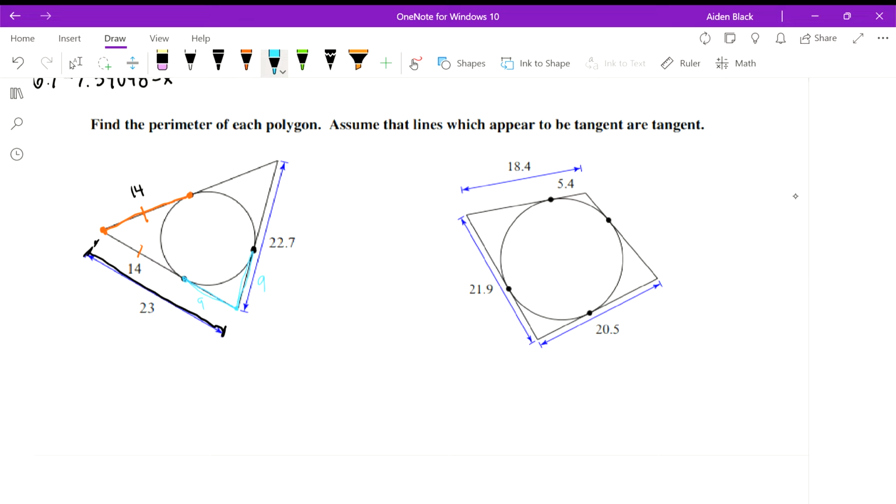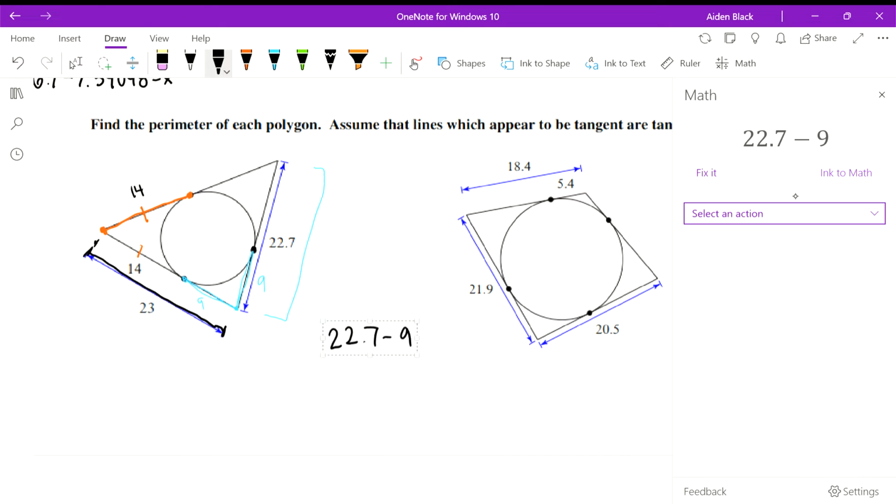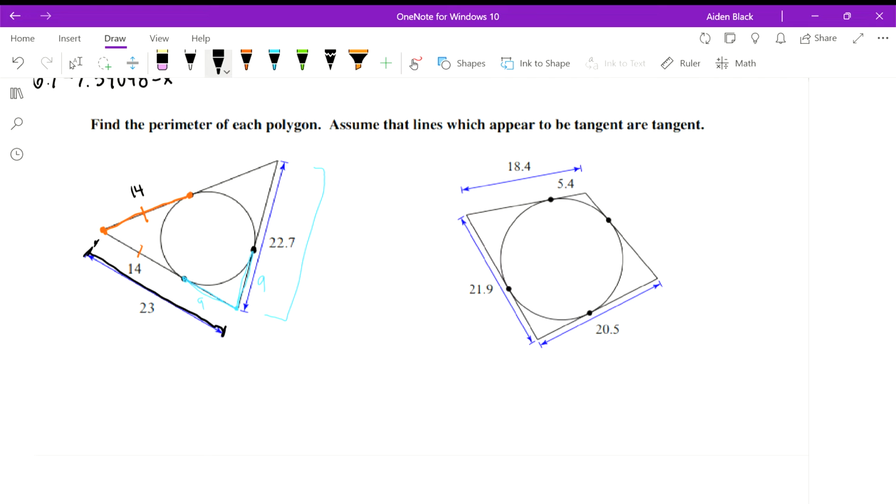And since this whole thing right here is 22.7, 22.7 minus 9 is going to give us the remainder of that segment, which is 13.7. Should have been able to do that in my head. 13.7. And if this is 13.7, then we know that this is also 13.7.